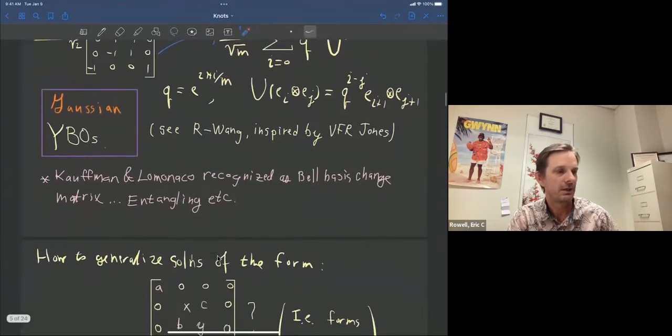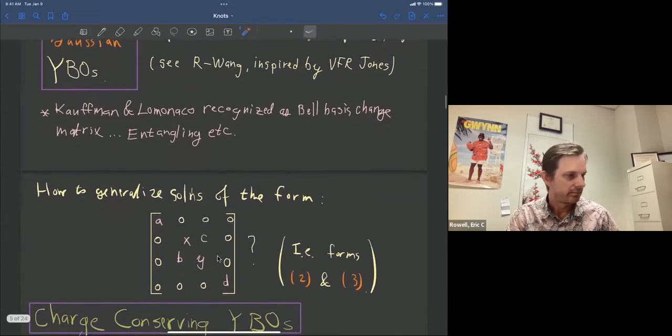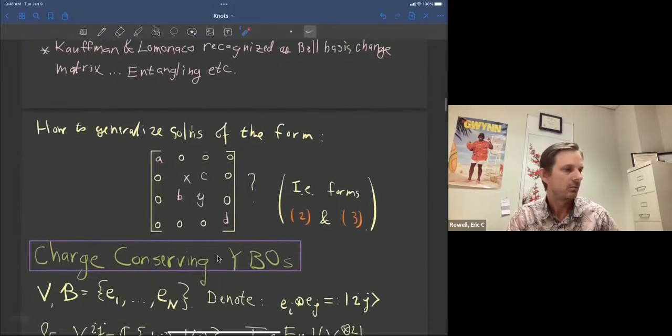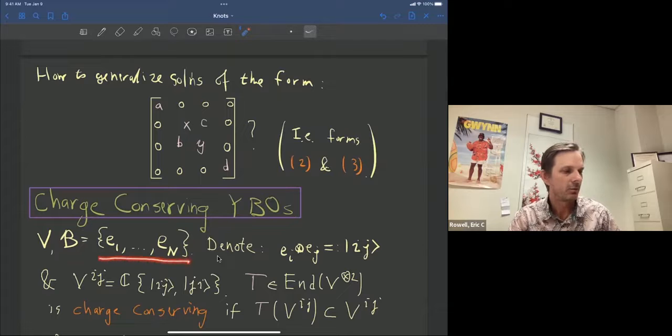So now the question is, how do we generalize solutions of this form? In other words, basically of the form, the other 2 forms that I presented. So let's make up some words about it. We're going to call these charge-conserving Yang-Baxter operators. So what does this mean? Well, you start with a vector space of dimension n with the standard basis. And just for notational convenience, we're going to denote the tensor product of e_i with e_j by this physics notation, this ket ij.